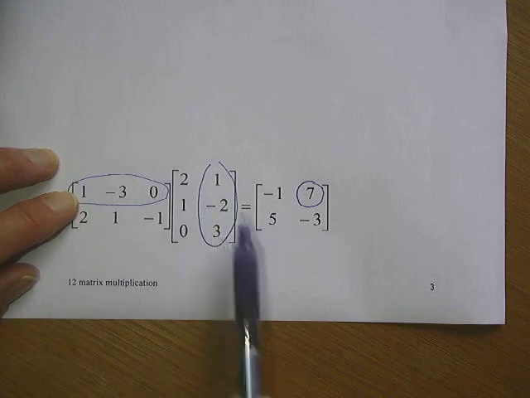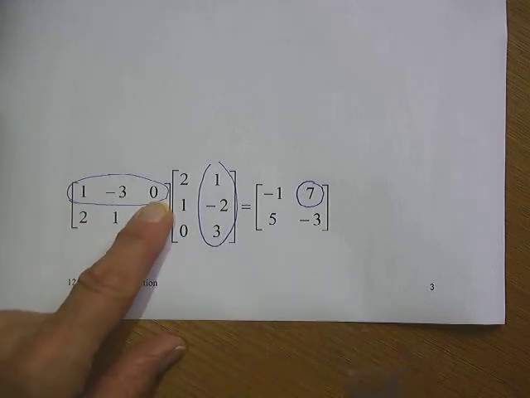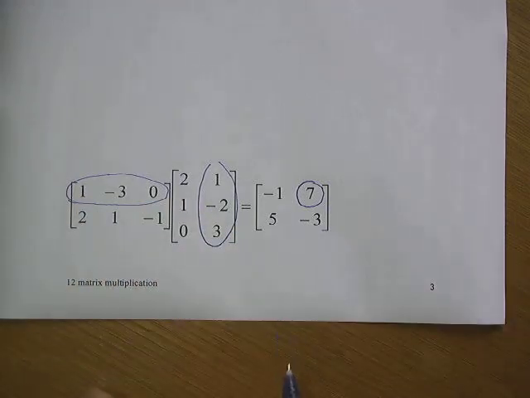1 times 1 is 1. Minus 2 times minus 3, that's minus 6. So that's plus 6. So 1 plus 6 is 7. And then 3 and 0 doesn't add to it, so you get 7. So there's the answer.